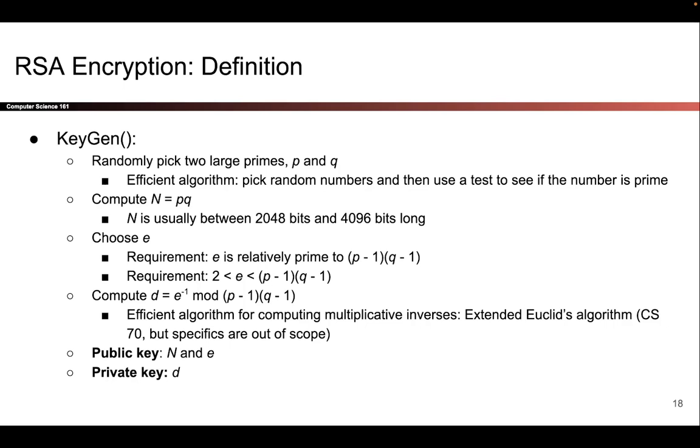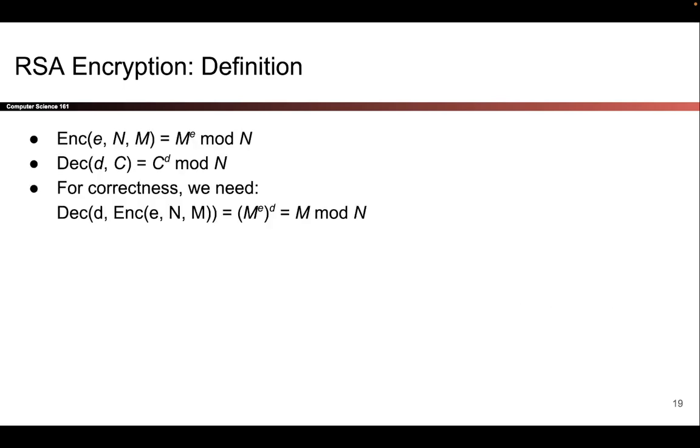Once you've computed all these numbers, your public key is actually going to be a pair of two numbers, n and e. So when you publish this key to the world, you must tell everyone two numbers, the value of n and the value of e. And the private key is the number d, which you must keep secret to yourself. Do not tell everyone the number d. So that's how you generate keys.